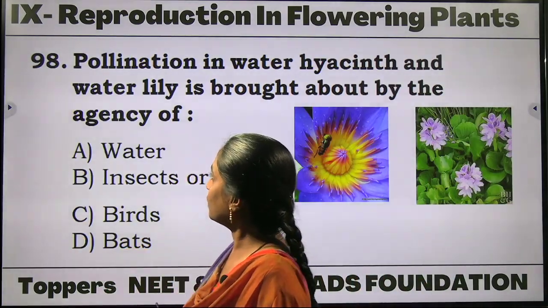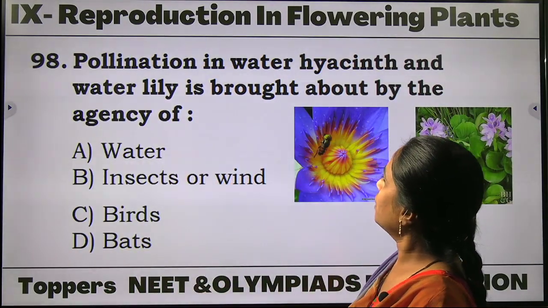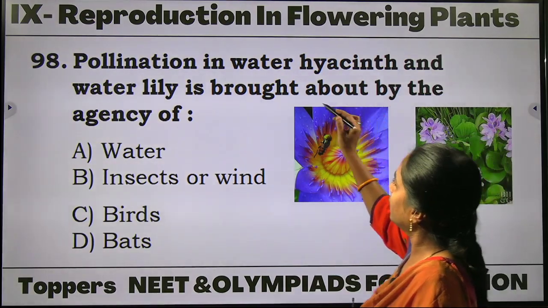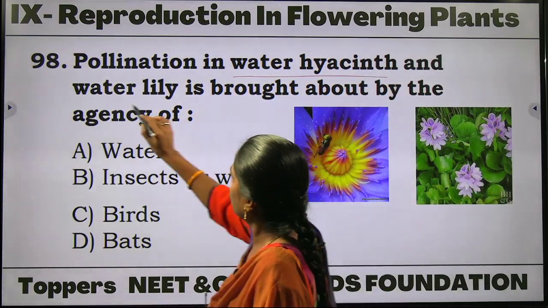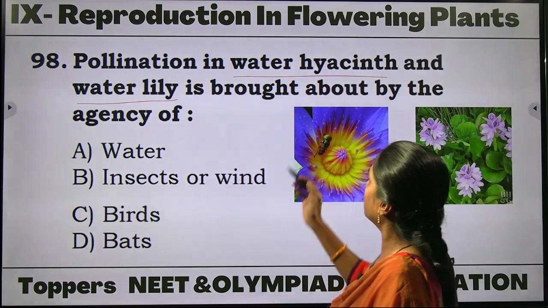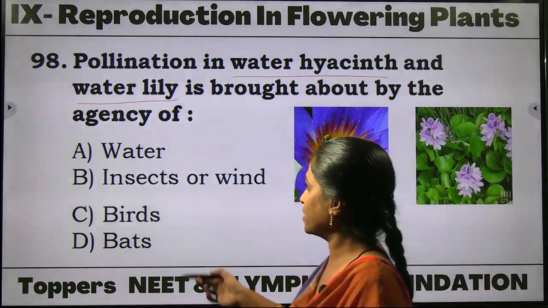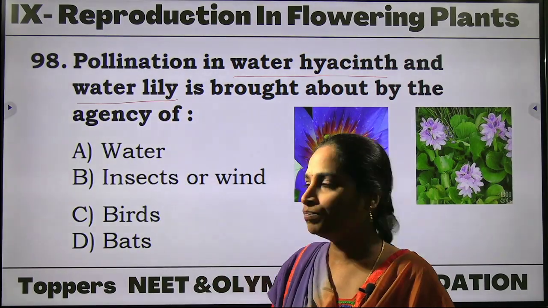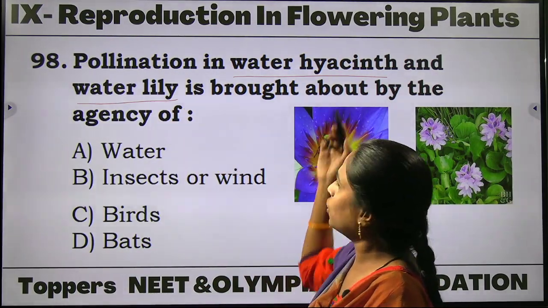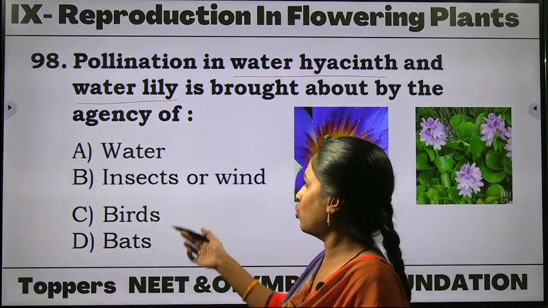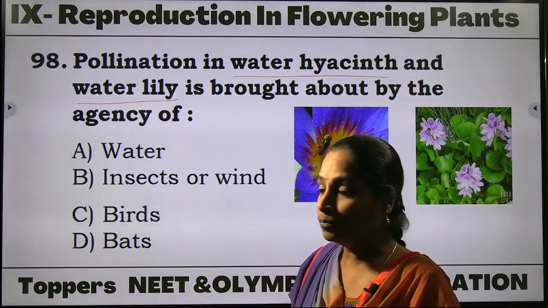Next, 98th question, pollination in water hyacinth and water lily is brought about by the agents of. What are all those agents? Let us see. Only by water? Yes, it might be in the water lily or in the water hyacinth. Then what about the insects or wind?